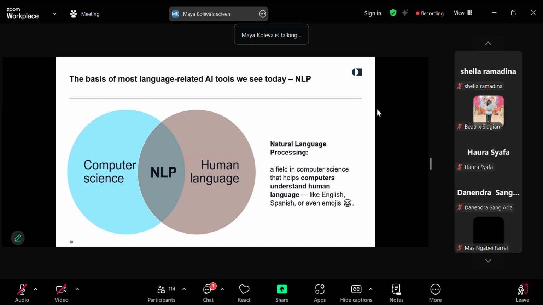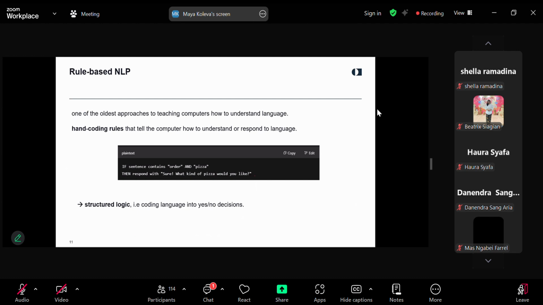So in short, NLP means teaching computers to read, understand, and talk like humans. And it's like giving a computer the brain to have a conversation. But first, let's talk about what I circled in the timeline in the 1980s, the original rule-based natural language processing. And this is one of the oldest but still very useful approaches to teaching computers how to understand language.